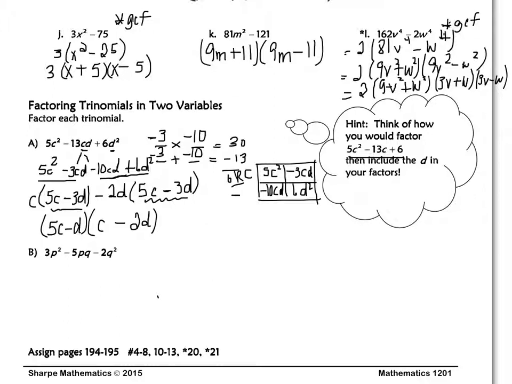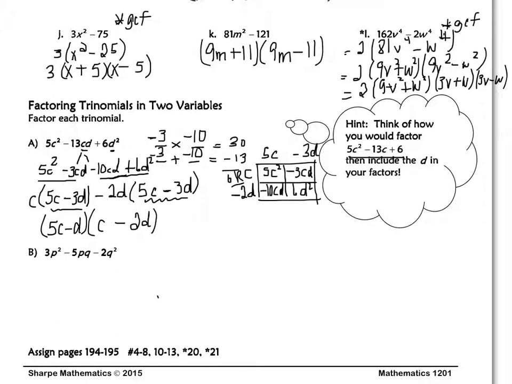So the GCF between negative 10cd and 6d squared, you'd need a 2, and a d would be common. And then if you look at the column, 5c squared minus 10cd, there's a 5 that's common there, and a c. And if you look at the last column, negative 3cd and 6d squared, you have to take the negative out. And there's a 3 and a d that's common. And they would be your factors.